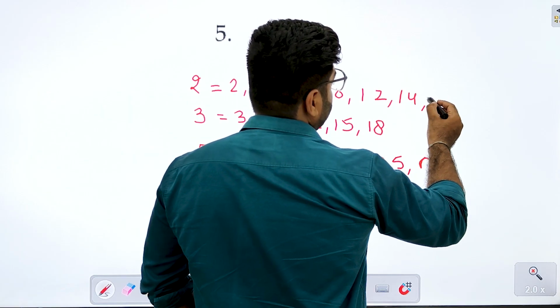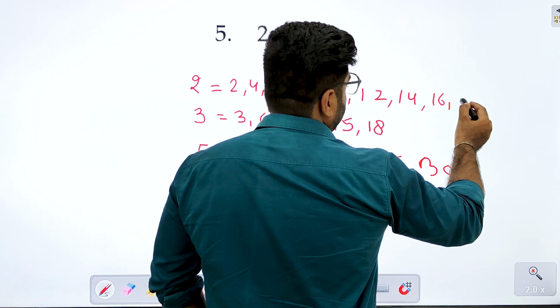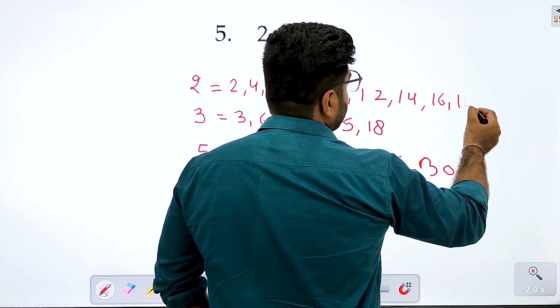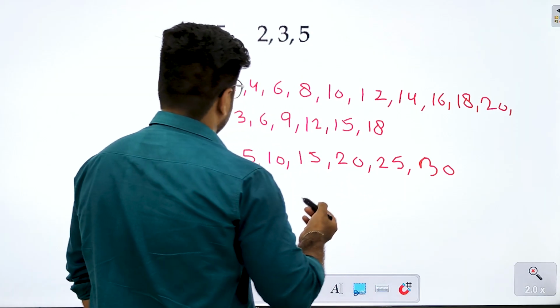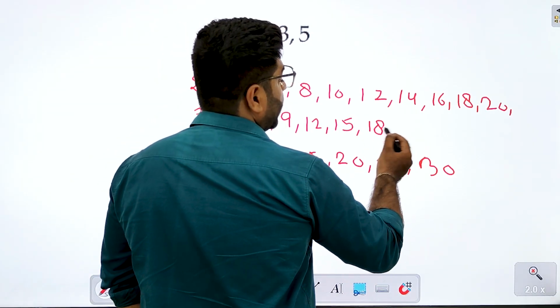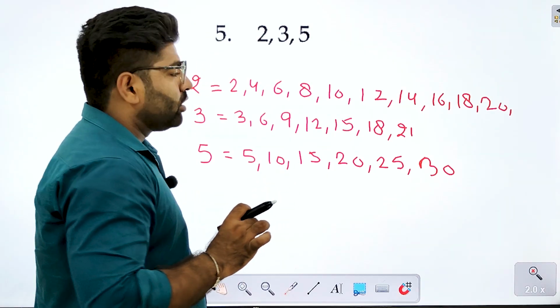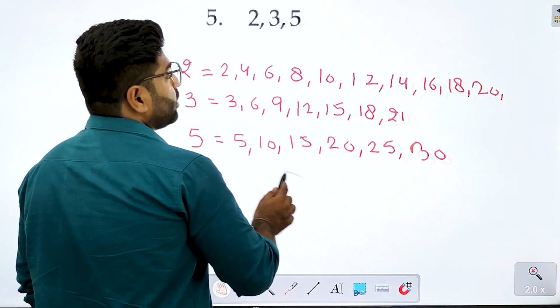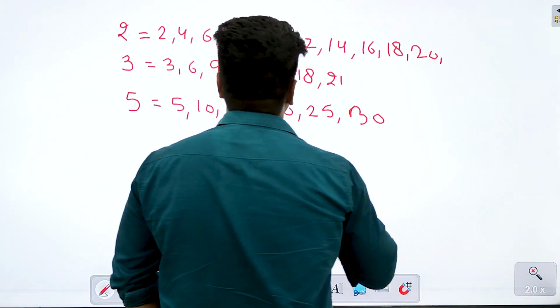Here we are having 16, 18, 20. So 20 we are having, yes. But here we are having 18, 21. Again, we don't have any common multiple. Clear? So we have to write further multiples.